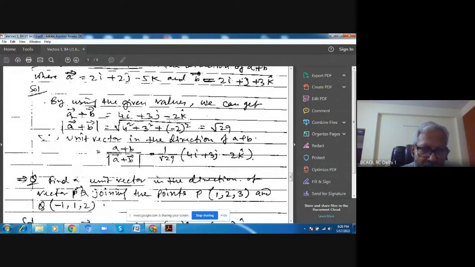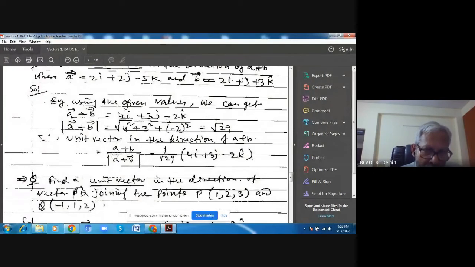Okay. And the magnitude also you calculated, root over 29. So a plus b, that is this part. You can write it in this way also, or simply you can write this one divided by root over 29, because this is also correct. Or you can write 1 by root over 29 in bracket this part. Basically it is in the upper side, so no problem.